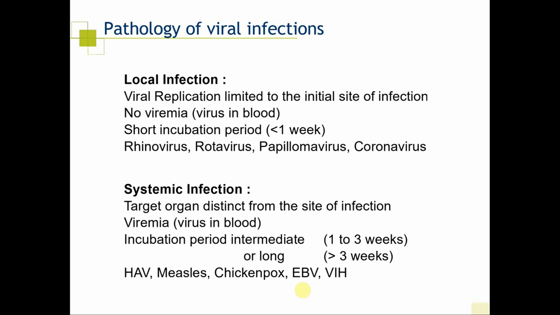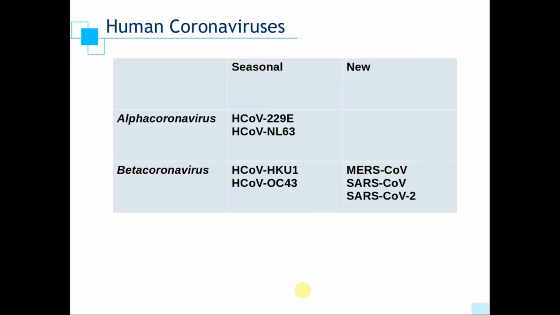HAV is hepatitis A virus. So it's going to infect you at the gastrointestinal level, in the gut, and the target organ is the liver, so it's got to go through the blood to get there. Okay, so that's enough generalities.